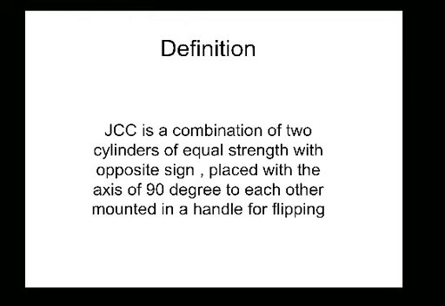So what is the definition of Jackson cross cylinder, or what is Jackson cross cylinder? JCC is a combination of two cylinders of equal strength with opposite sign placed with the axis 90 degrees to each other, mounted in a handle for flipping.